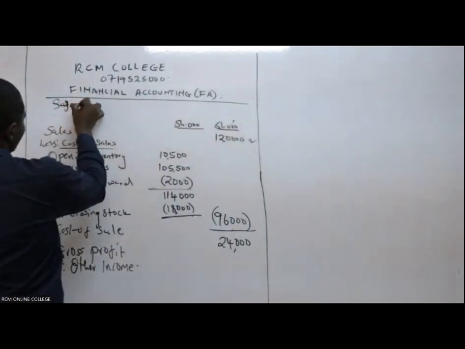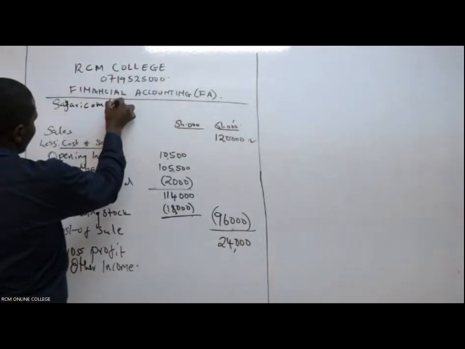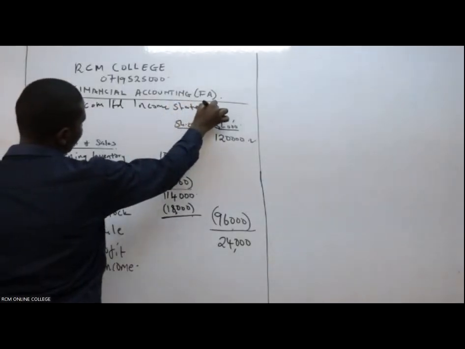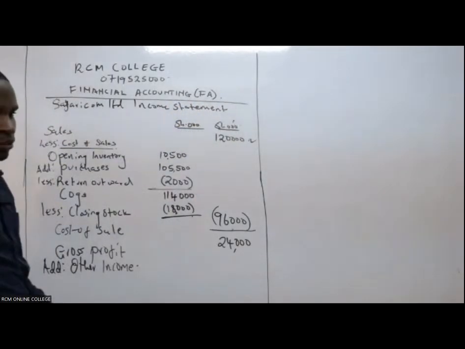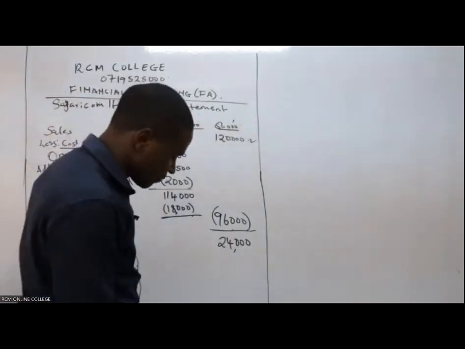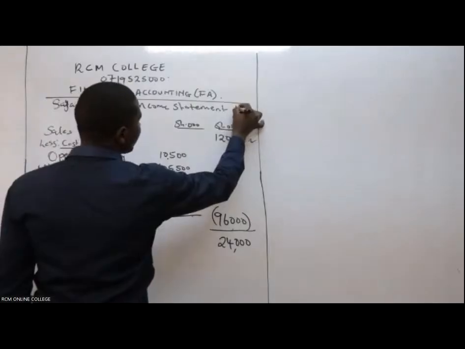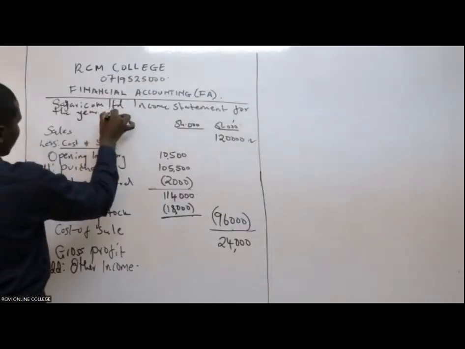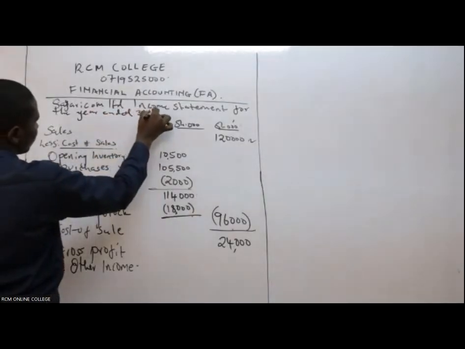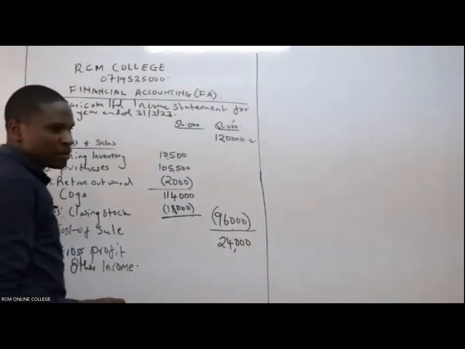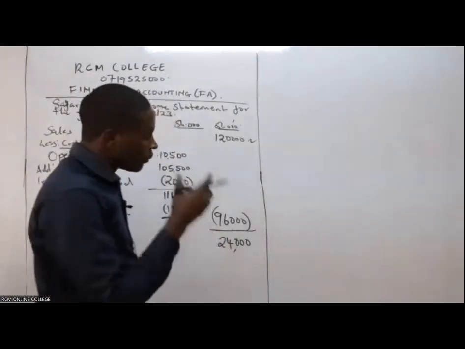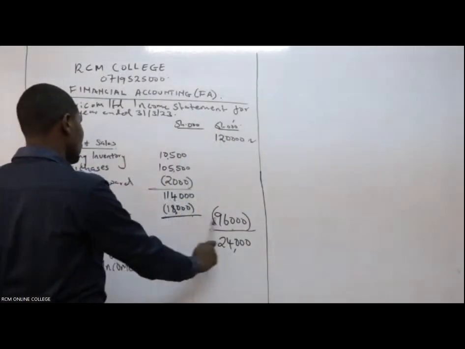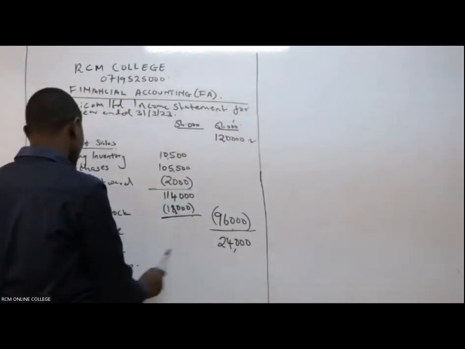Safaricom Limited income statement. As at which date? For the year ended 31st March 2023. So now this is our income statement. Class, you know that when we talk about income statement, it is sales minus cost of sale. You get the gross profit. Now we have our gross profit.